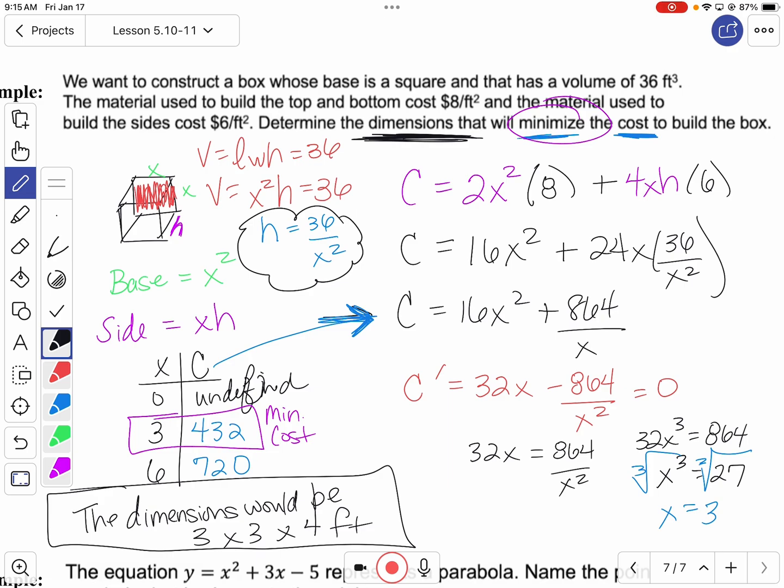How'd you get 6 for the last one? For the last one, I looked at the volume, okay? My volume is exactly 36. So if I let x be 6, 6 times 6 is 36, that would make my height 1. Yep, because in order for it to be a box, you've got to have something. Good question. Let's do one more.